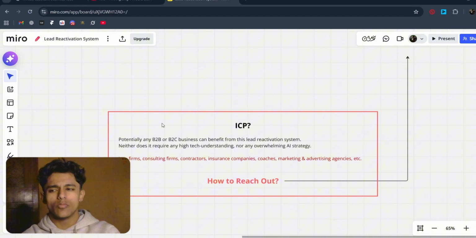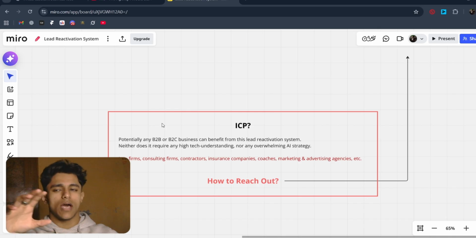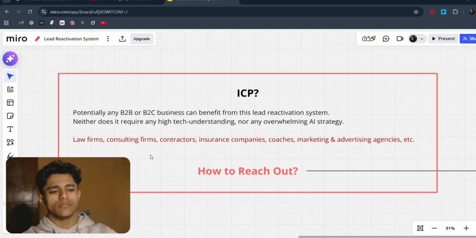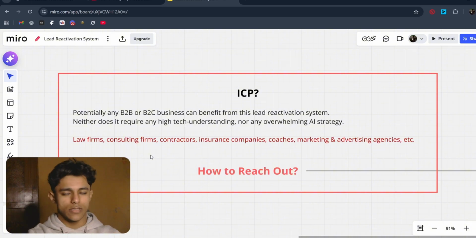Okay. So almost all the industries out there do have such a problem, and that's exactly what this system is going to fix for them. So you don't actually have to worry much about the ideal client profile or ideal industry or niche you're going to target. Just pick someone out, like I have these written right here. Law firms, consulting firms, contractors, insurance companies, coaches, marketing and advertising agencies, or essentially any such industry that has a CRM database, that might also run ads and stuff, that might get some inbound leads. You can just target any such niche or industry and offer this system as a solution to them.